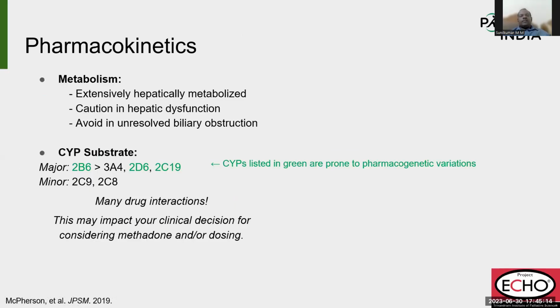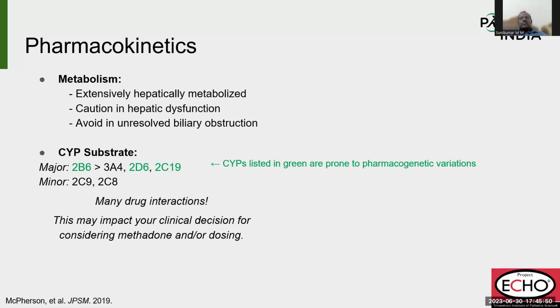Methadone is metabolized in the liver, so we should be careful in case of severe hepatic dysfunction. It is metabolized through the cytochrome P enzyme system, and there are many cytochrome P enzymes involved in the metabolism of methadone. We also know that there are many other medications which are metabolized by the same cytochrome P enzyme system.